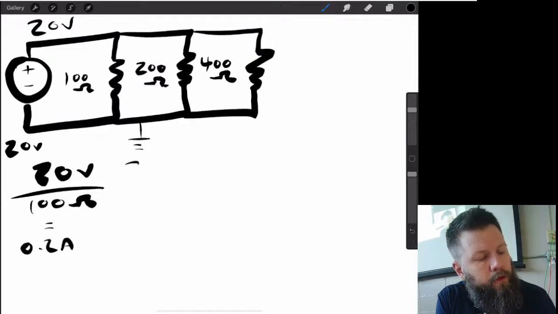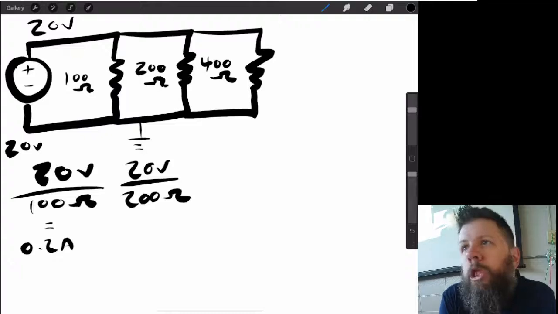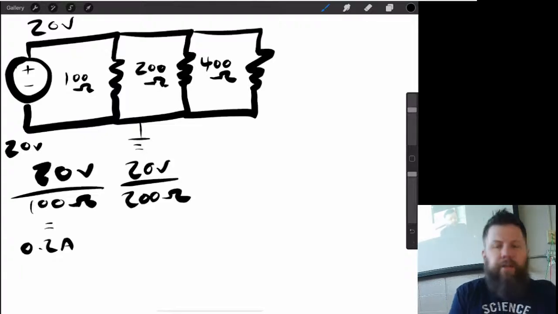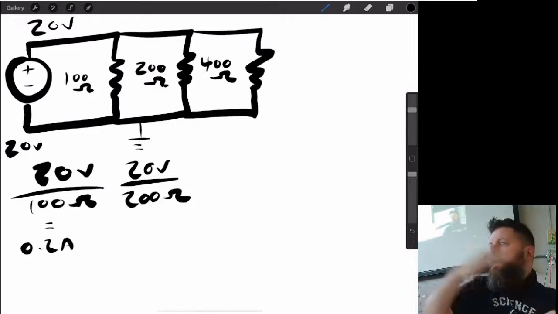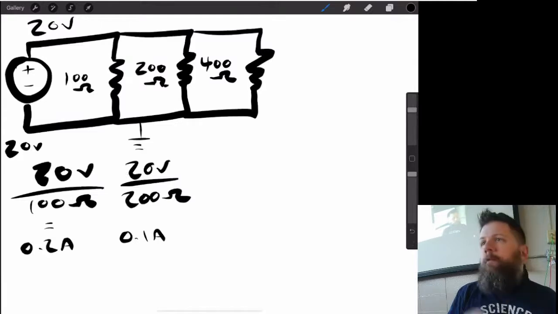All right, 20 volts going across 200 ohms. Point one. And it makes sense. If I had the same voltage going through double the amount of resistance, I have 0.1 amp. Before y'all do the math, what do y'all think the 400 is going to be? 0.05? Let's see if that's true.